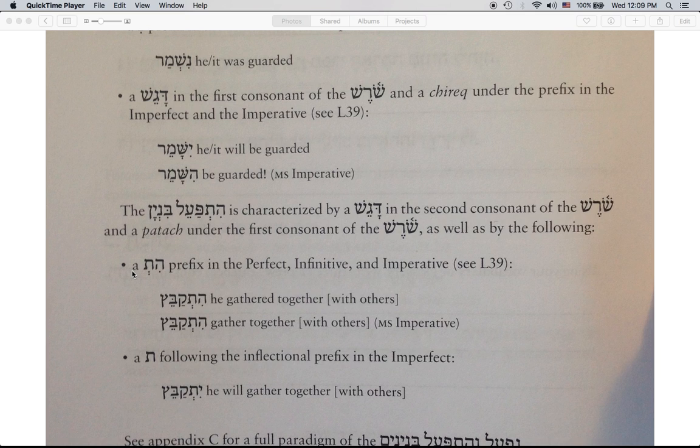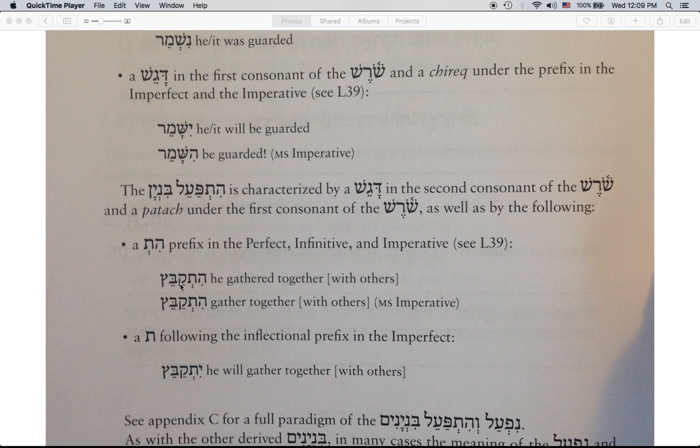The hitpael is also characterized by the hit prefix in the perfect, infinitive, and imperative. So look at these examples. Hitkabbes. The hit is added onto the front. Look at the name again, hitpael. The hit part is added onto the front, hit. Kabbes. Patach is characteristic of the hitpael. Again, hitpa, just the way we pronounce the name of this binyan tells us a lot about how it is formed. The a sound is found here. Hitkabbes. And then the doubling, the strong dagesh right there in the second root letter.